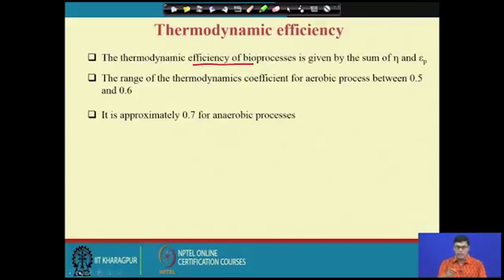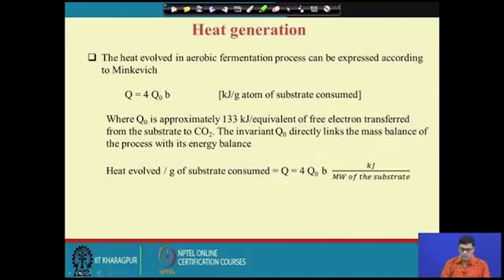Another thing I want to point out is that in biochemical systems, the thermodynamic yield coefficient, the efficiency of the process, plays a very important role. Thermodynamic efficiency in an aerobic system varies from 0.5 to 0.6, and in an anaerobic system it is 0.7. This will help us find out the validity. I told you stoichiometry helps us find the validity of the experimental results. So, this will help us.